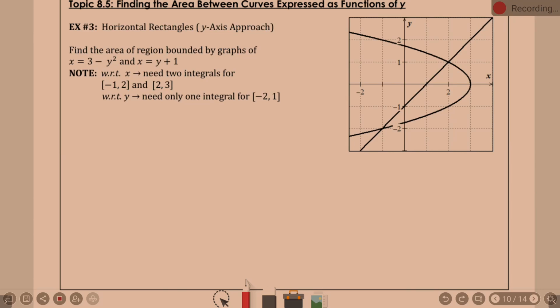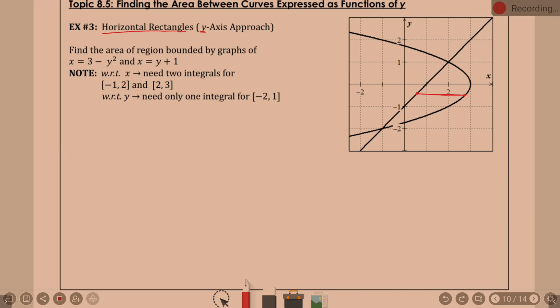When we start talking about right minus left, you'll notice it talks about horizontal and the y-axis approach. On the previous page, I talked about a representative piece being that vertical slice. Well, now the representative piece is going to be a horizontal piece. Now, find the area of the region bounded by the graphs of x equals 3 minus y squared and x equals y plus 1.